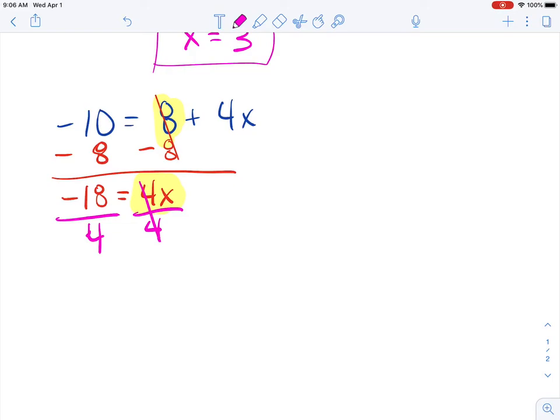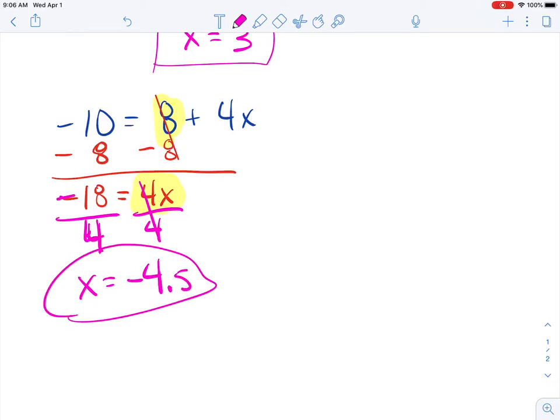And 18 divided by 4 is some sort of decimal. 18 divided by 4 is 4.5. And it's negative because a negative divided by a positive is a negative 4.5. Cool, so that would be your answer. You can also leave your answer in fraction form. So negative 18 over 4 is good, except that we'd want to bring it to lowest terms. And so we would get negative 9 over 2 for that. But yeah, so that's how you solve these types of equations.